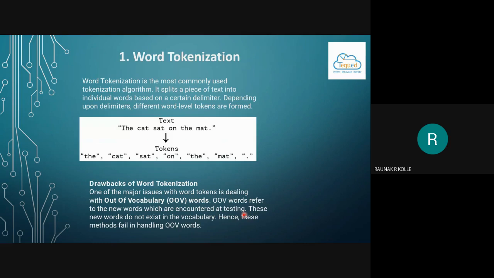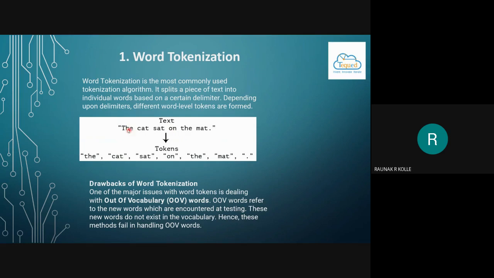Word tokenization. Tokenization is most commonly used using a tokenization algorithm. It splits a piece of text into individual words based on certain delimiters. Depending upon delimiters, the different word level tokens are formed. In word tokenization, the formation of tokens is based on the space or the gap in between the words. As we can see in the sentence, there's a gap between the words the and cat. This forms the delimiter and is used to tokenize the sentence. Every space element within the sentence breaks the sentence into different tokens.